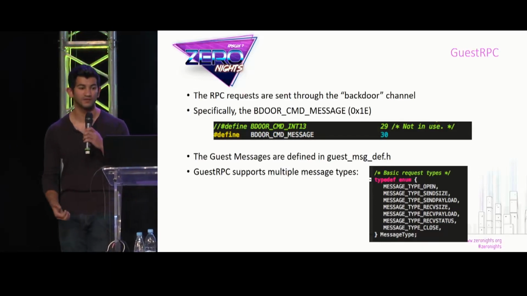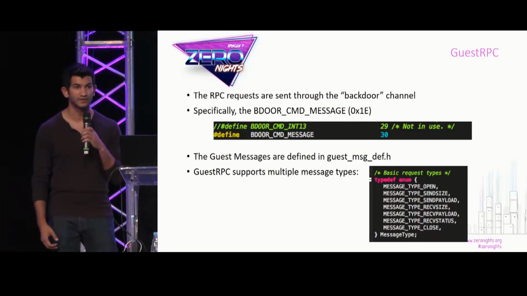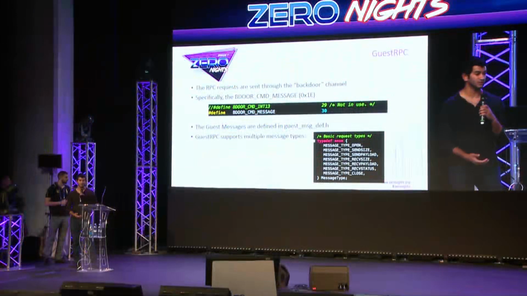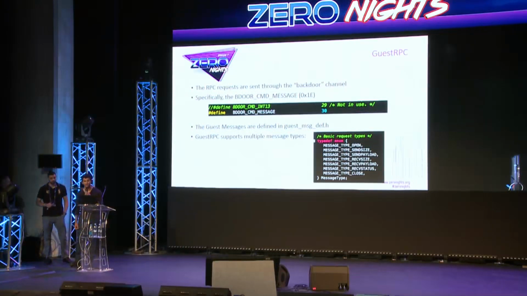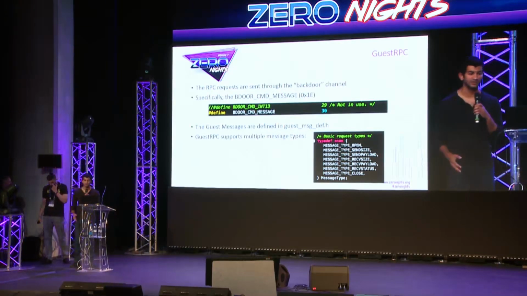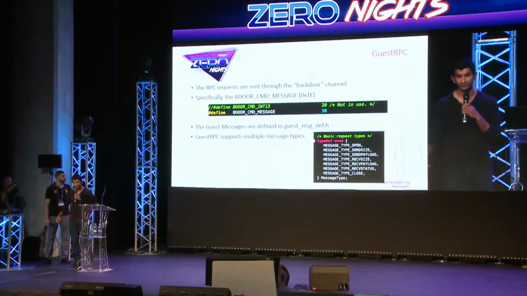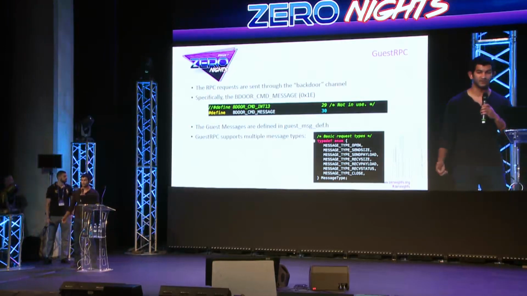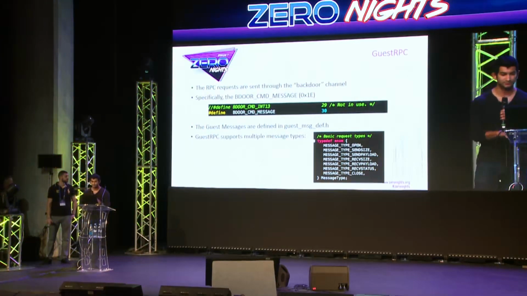So in guest RPC, you have a few messages, and Brian mentioned that's all defined in backdoor-defs.h. There's one in particular, backdoor command message, represented by hex 1e. The messages themselves are all defined in guest message def.h, and there are multiple message types. They're all defined within an enum, so you have a message type open, which is going to be represented in assembly or in code by 0. There's message type send size 1, and so on and so forth. And we'll see how these get used in the next slide.